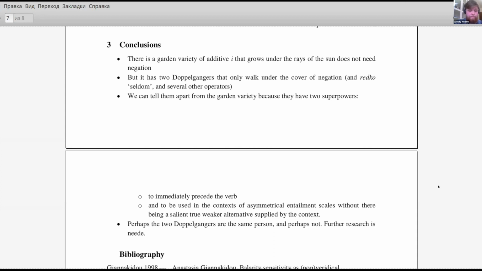And we think that the garden variety of E only has this unlikelihood component as a conversational implicature, because it can be easily cancelled, right? But as for our negative polarity, negative polarized E, we are not that sure.